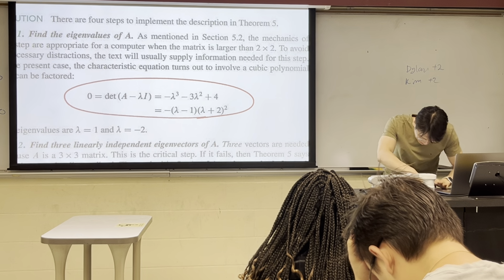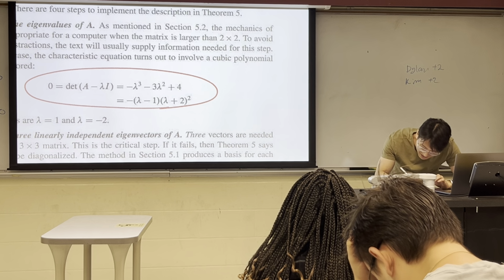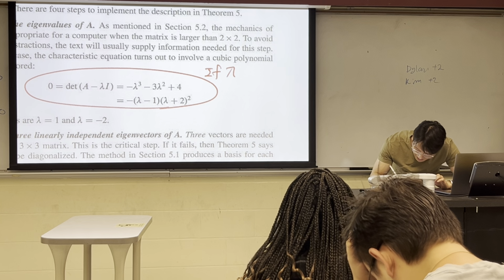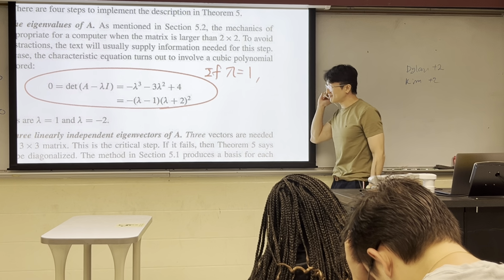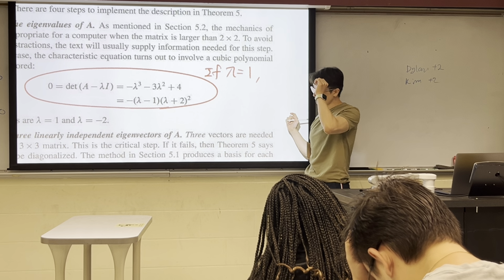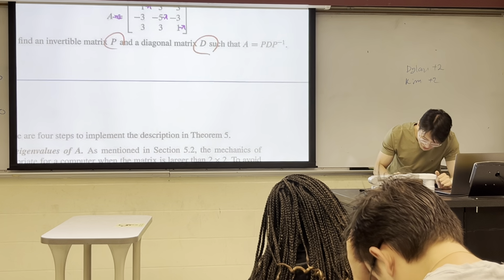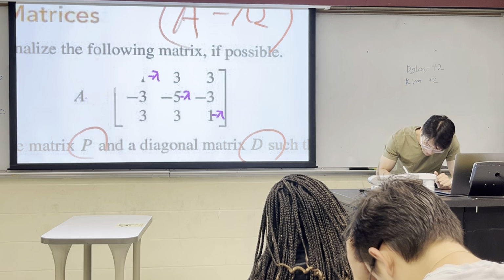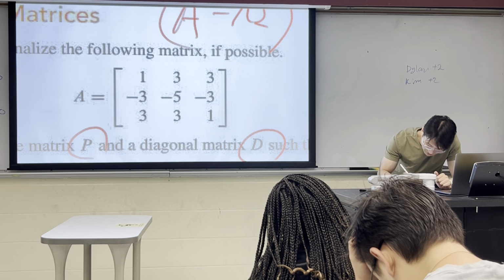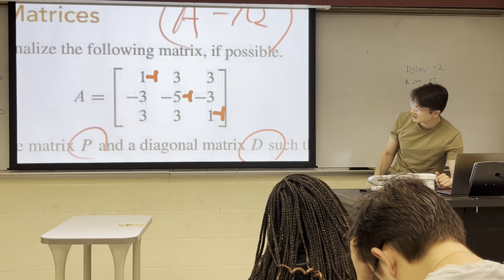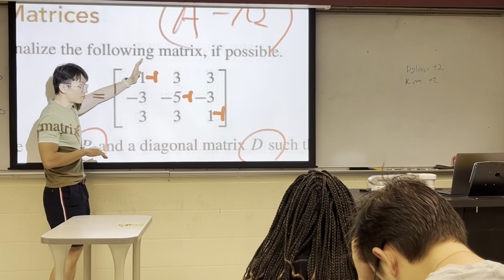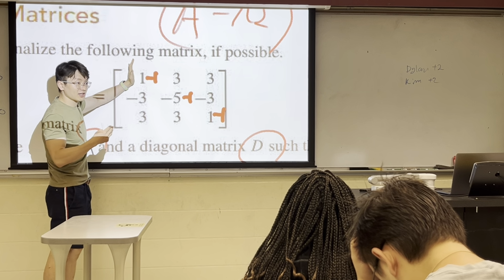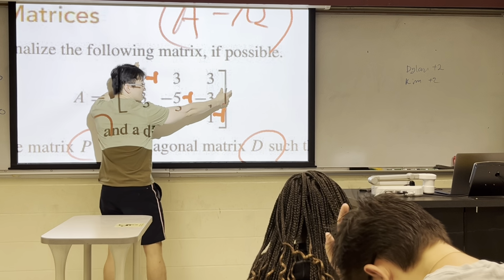How do you find eigenvectors? Okay, let's say lambda is 1. What is the corresponding eigenvector? Original minus 1 on the main diagonal, so -1, -1, -1. You get a matrix. You want to construct an augmented matrix. The last column is going to be all 0s, right?